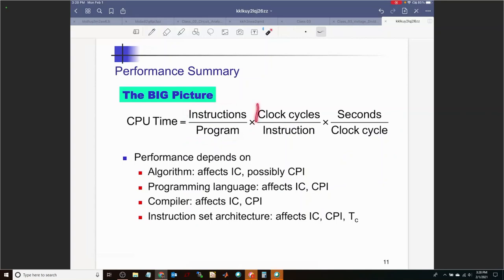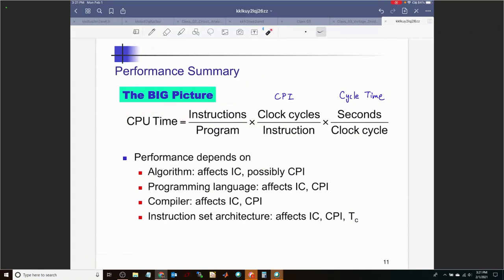Next, you multiply that with clock cycles per instruction. What is clock cycles per instruction? That is simply your CPI. And at the end, we have seconds per clock cycle. What is that? That is simply your cycle time. So take the number of instructions per program, multiply by CPI, multiply by the cycle time, and you get your CPU time. We have used this before, right?